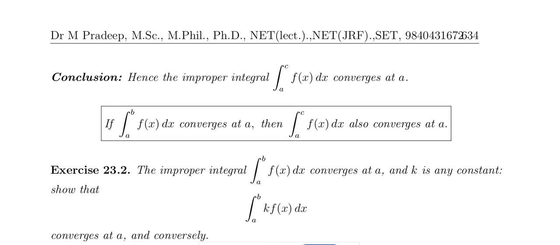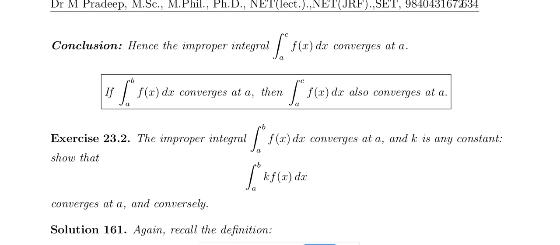So the improper integral a to c f of x dx converges at a. If integral a to b f of x dx converges at a, then integral a to c f of x dx also converges at a. We saw this proof to understand what it means to converge at a, that is, converge at the right of a. And the result is very important, maybe. Simple questions on this will be asked.